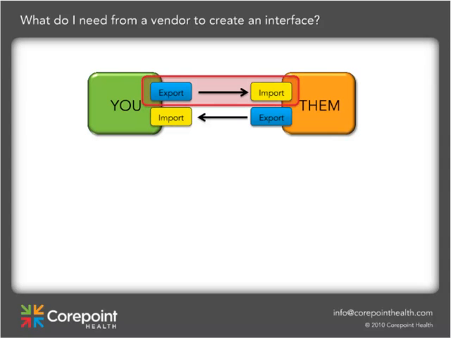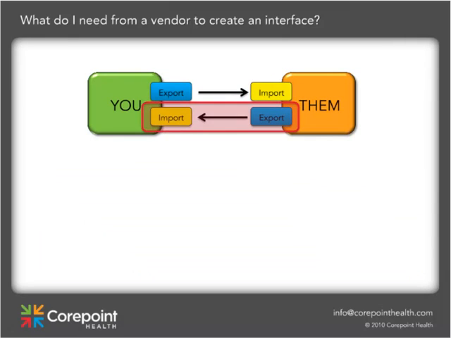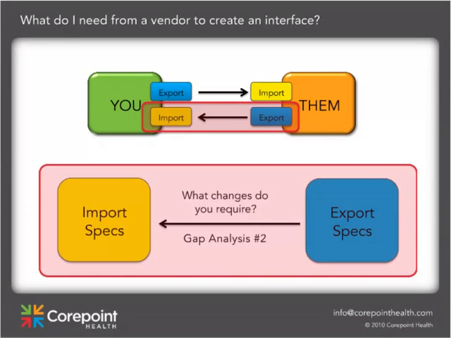If you're sending messages to their application, you need to identify the changes that need to occur to the messages you send before their application can receive them. This gap analysis is vital to the implementation. Just compare their import specifications to what your application sends and identify the changes they require. If they're sending you messages, another gap analysis needs to be done comparing their export specifications with your application's import specs.